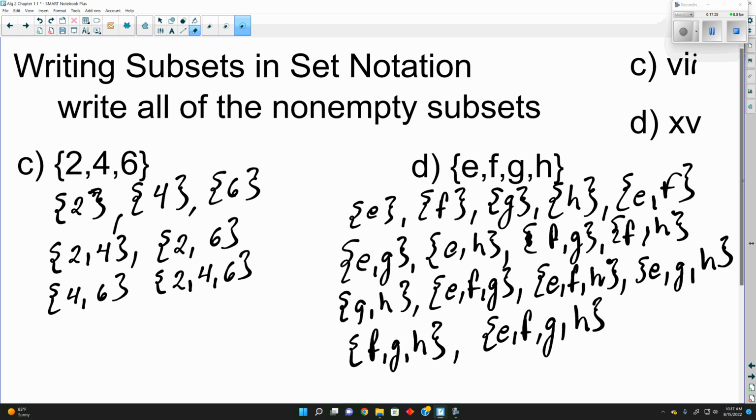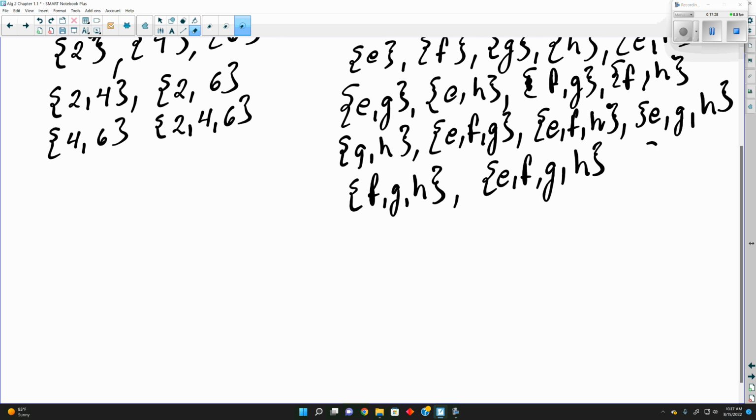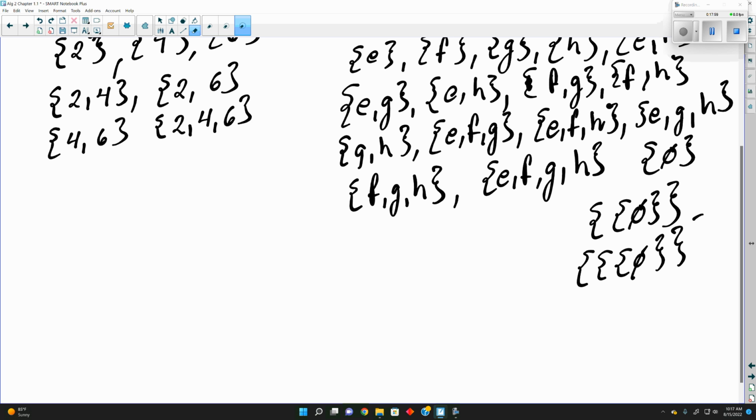Now, luckily, we are not including the empty set, because if we were, we could say the empty set is a subset of this. Yes? A set that contains nothing. Well, we could also say that we have the set containing the empty set. Because the empty set contains nothing, so the set containing this empty set would also be a subset. Are you all starting to see where this is about to go? Yeah, so we could say the set containing the empty set is also a subset of this set.